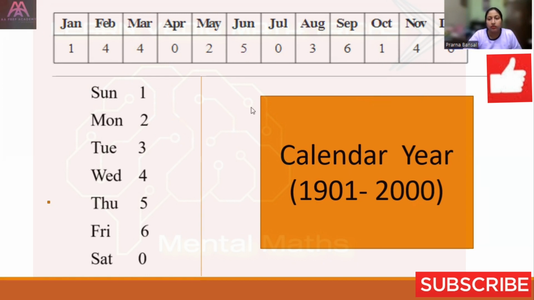Using this month key, we will do some calculations. After that, we will get the remainder, and on the basis of the remainder, we will be able to tell the day. Just like if remainder will be 1, our answer will be Sunday. 2 for Monday, 3 is for Tuesday, 4 is for Wednesday, 5 is for Thursday, 6 is for Friday, and 0 is for Saturday. So let's begin.